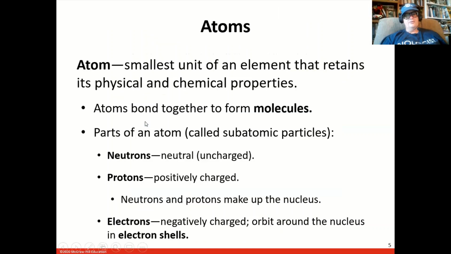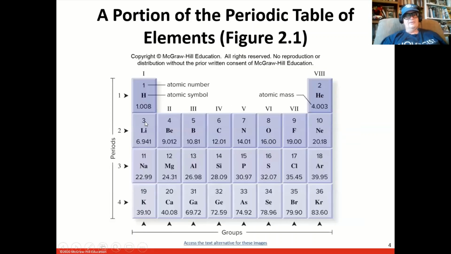Anyway, if it has 3 protons, it's lithium. If it has 4 protons, it's beryllium. If it has 5 protons, it's boron, and 6, it's carbon. You can see what I'm talking about. The number of protons is the atomic number. It is what something is. All right, so we've got that.